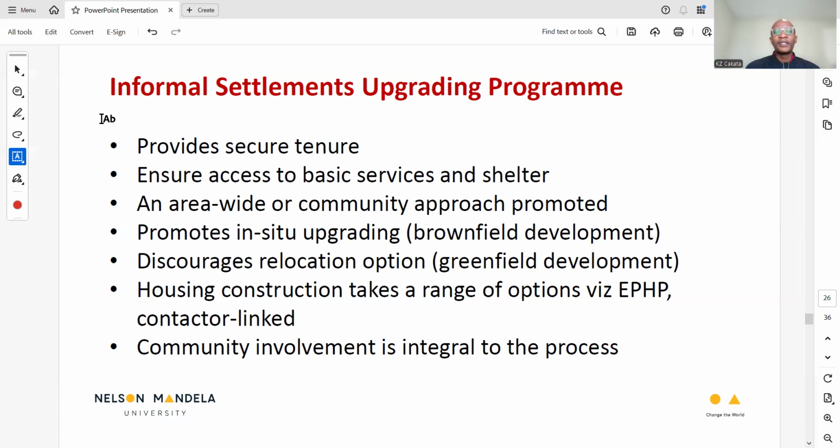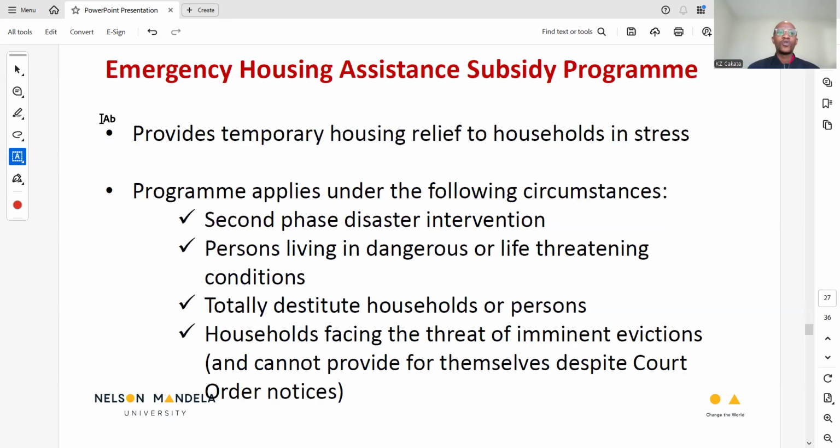And community involvement is integral to this process of the Informal Settlement Upgrade Partnership Grant, or the Informal Settlement Upgrading Program, as it is known. Now, the Emergency Housing Assistance Subsidy Program, you will know from places like Gqeberha, formerly Port Elizabeth, in the news recently. I will urge you as a clue to go and look up disaster and temporary shelters and articles around that. This subsidy provides temporary housing relief to households in distress.